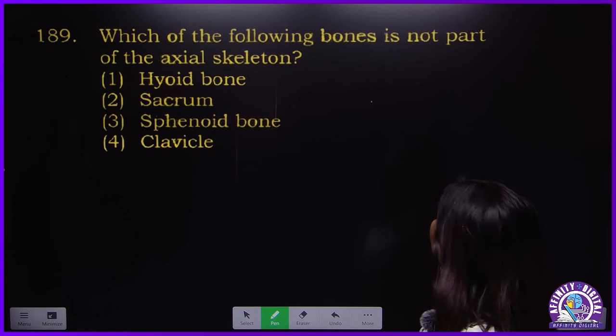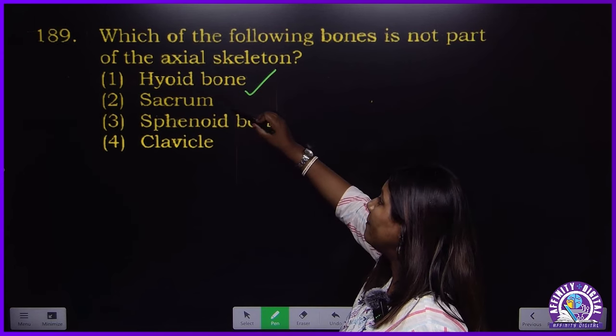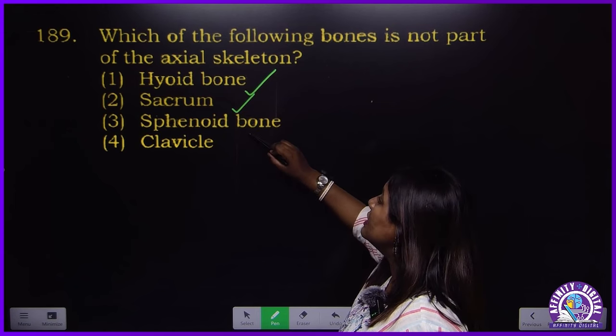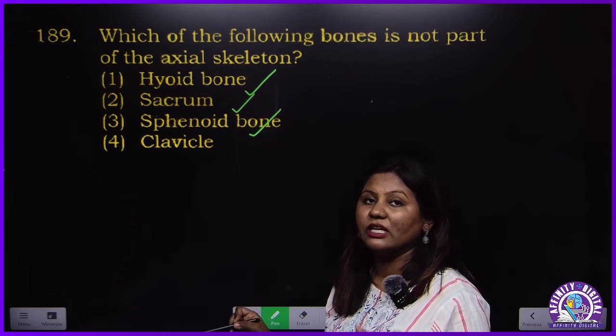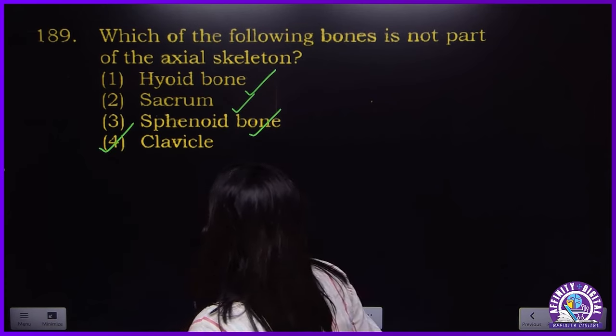Okay. Which of the following bones is not part of the axial skeleton? Axial skeleton में hyoid bone होता है, sacrum होता है, sphenoid bone भी होता है, but clavicle is a part of appendicular skeleton. So it is option 4.